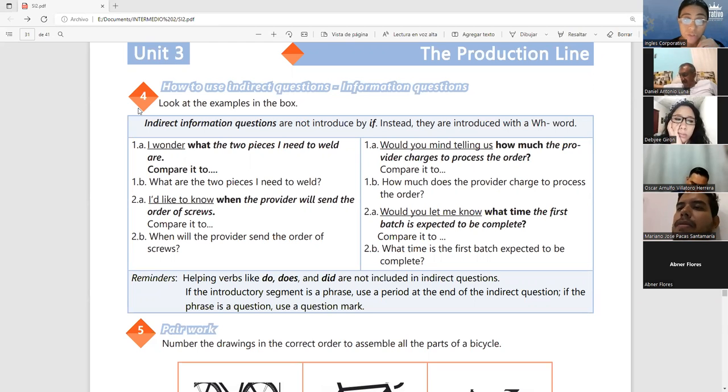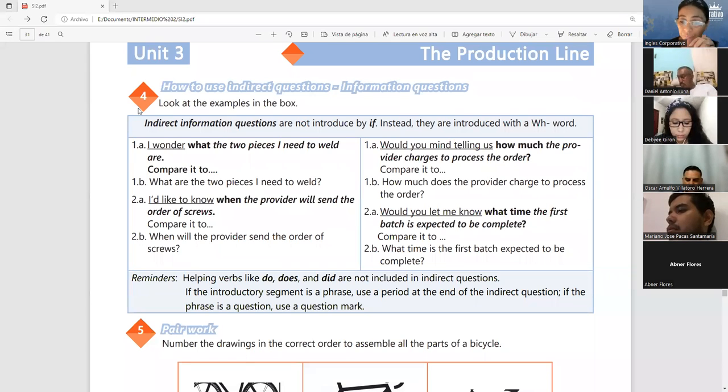They are indirect questions. I wonder what the two pieces I need to weld are. Or I'd like to know when the provider will send the order of the screws. Obviamente abajo tenemos la forma directa. Por ejemplo, what are the two pieces I need to weld? Or the other one, when will the provider send the order of the screws? Acuérdese que usted haga la pregunta de forma directa no quiere decir que esté mala. La diferencia es la forma, si una es más amable que la otra. Y con quién obviamente usted está hablando.